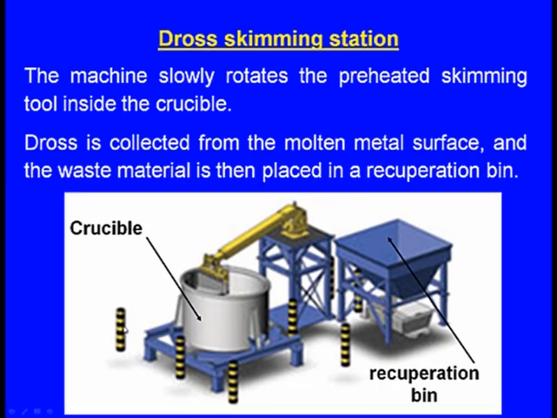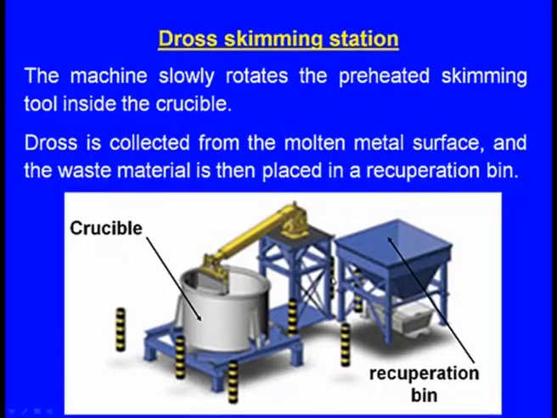Again, it is done in stages. Again, this skimming tool will be rotating. Again, the dross will be collected at the center, removed, and kept inside the recuperation bin. That is how the dross can be removed from the molten metal.